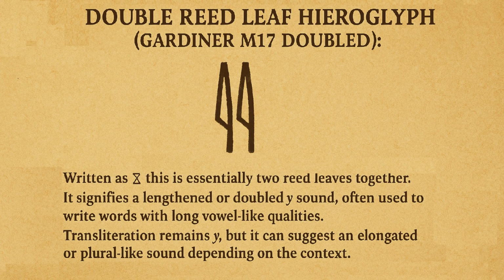3. Double reed leaf hieroglyph, Gardiner M17 doubled, written as Y-Y. This is essentially two reed leaves together. It signifies a lengthened or doubled Y sound, often used to write words with long vowel-like qualities. Transliteration remains Y, but it can suggest an elongated or plural-like sound depending on the context.